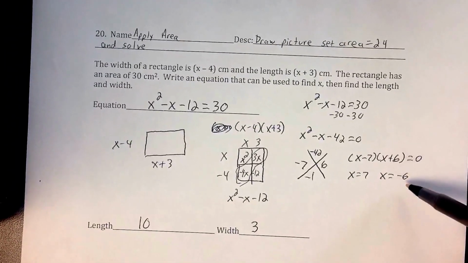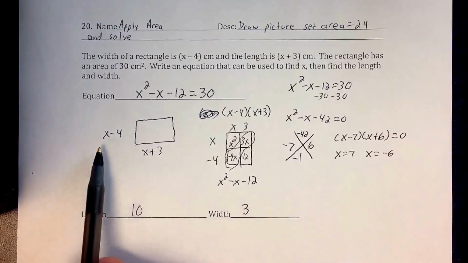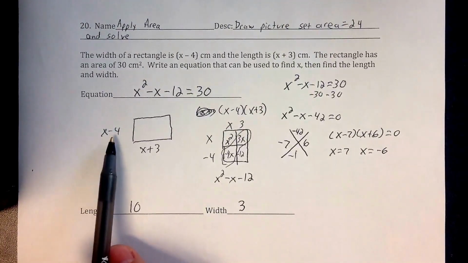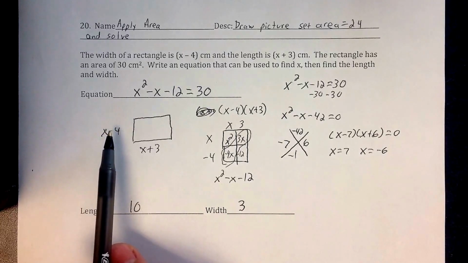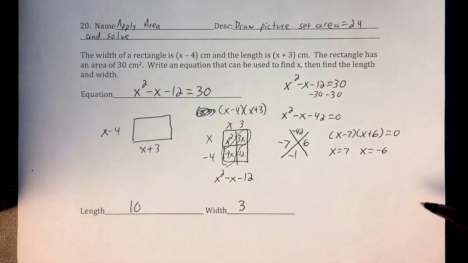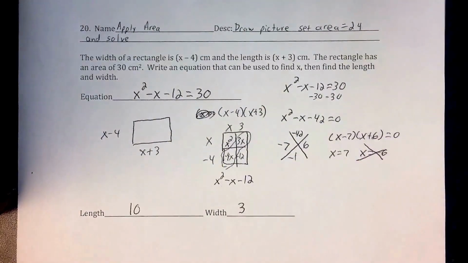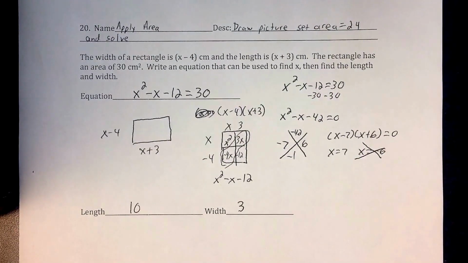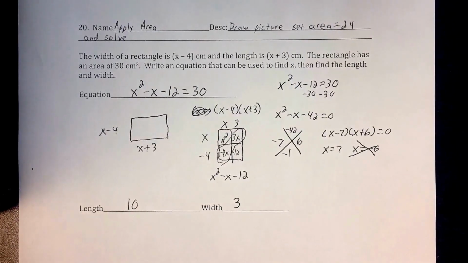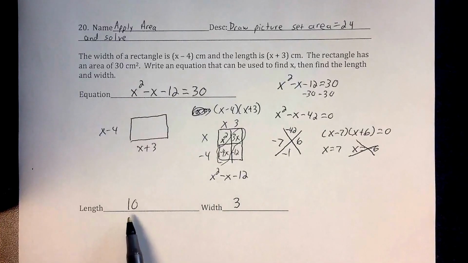Now if I check negative 6, negative 6 minus 4 is negative 10. Well again, we're talking about a real world situation. I can't have a negative side length. So even though mathematically negative 6 works, according to this problem, since it's a real world situation, we can cross that out. So that just leaves us with one solution of 10 and 3 that follows that constraint of the width being x minus 4 and the length being x plus 3.